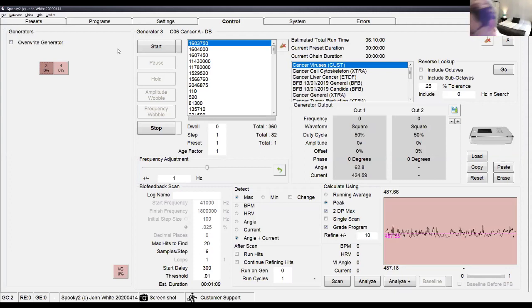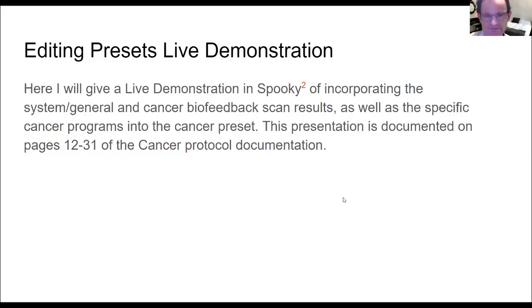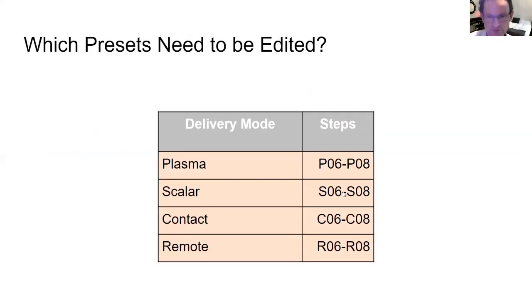So all you then need to do is put your TENS pads on the body and click on the start button. That's how presets are edited. That was a live demonstration. So which presets need to be edited? 6, 7, and 8. The same procedure needs to be done on the main method of delivery as well as on the remote.